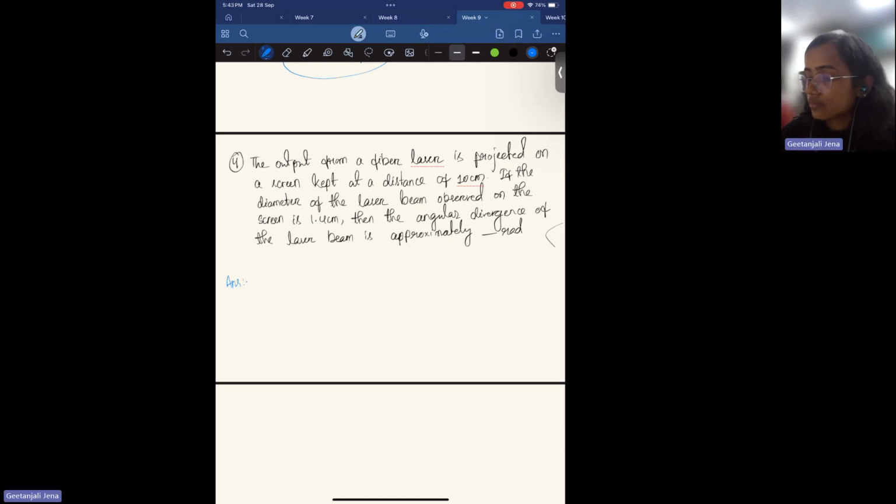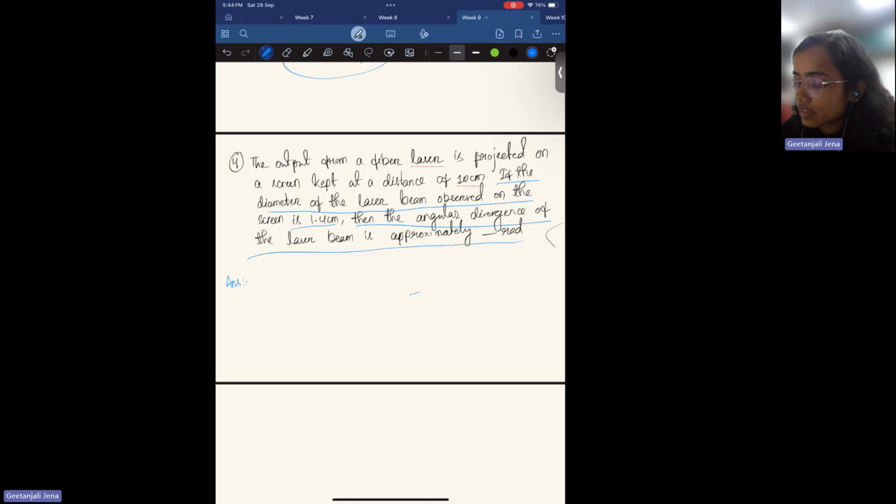So the next problem is about the angular divergence of the laser beam. You are given an output from a fiber laser which is projected on a screen kept at a distance of 10 centimeter. If the diameter of the laser beam observed on the screen is 1.4 centimeter, then what is the angular divergence of this laser beam in radian?